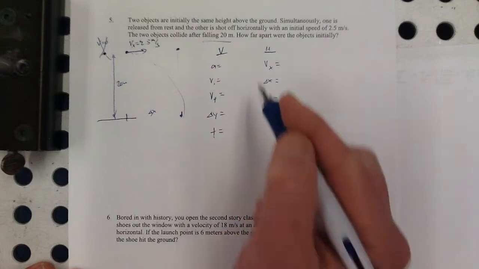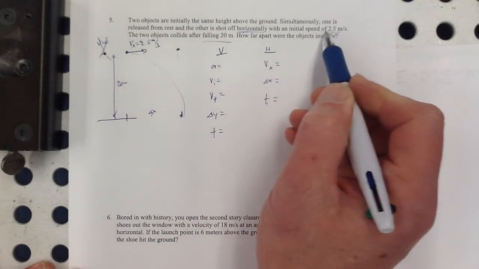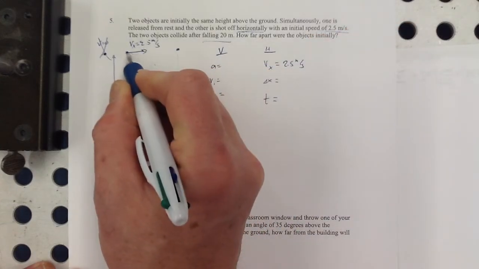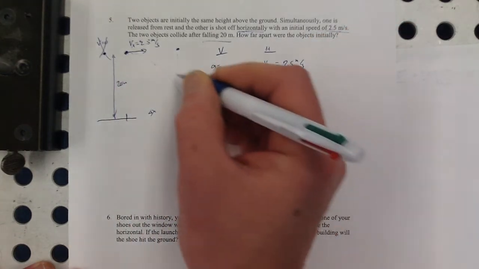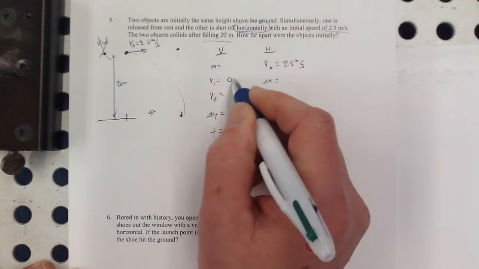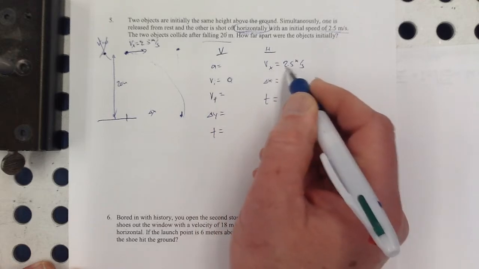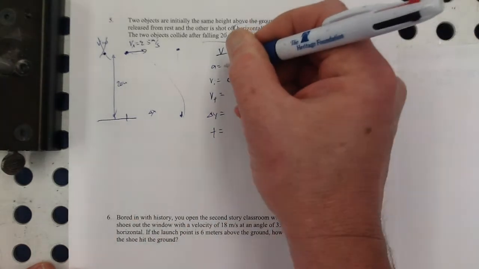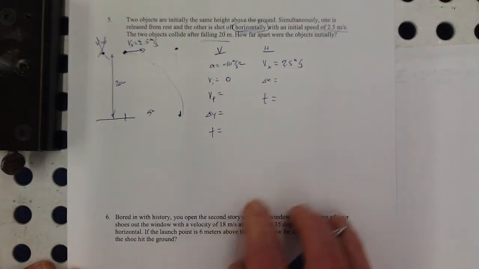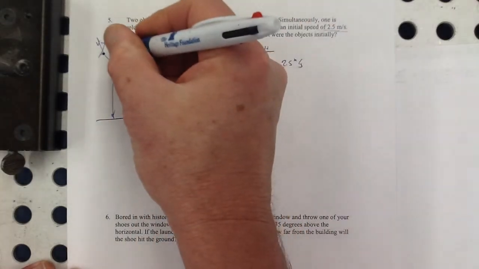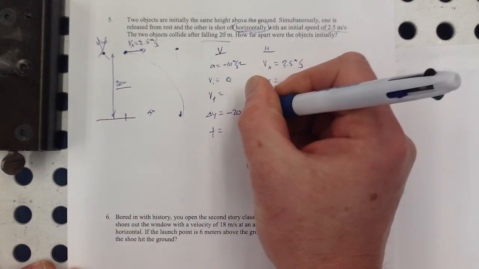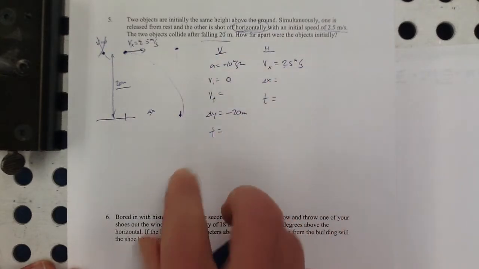Okay, so what can we do here? Horizontally, this is a horizontal velocity here, right, for this one, and its initial vertical velocity is 0. It's shot off horizontally. Horizontal launch, nothing here, all of it goes there. What is the delta y? Well, they're going to collide after falling 20 meters. And that's enough for me to find a time there, isn't it?